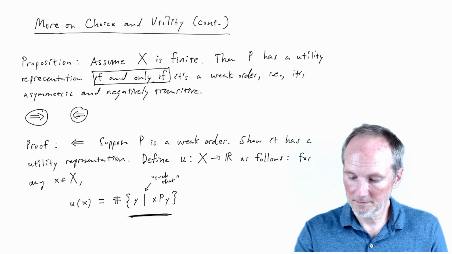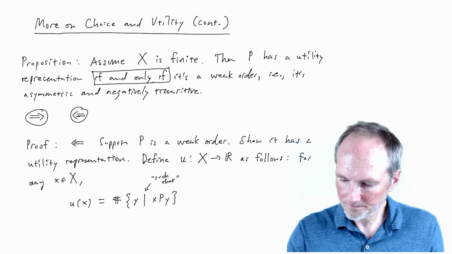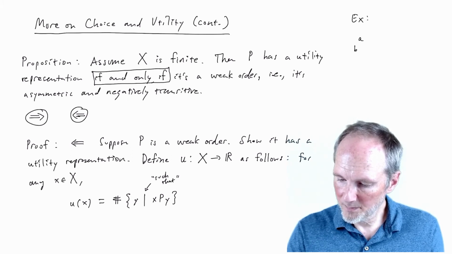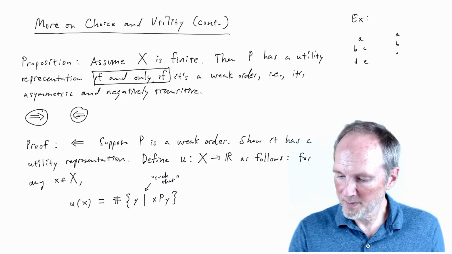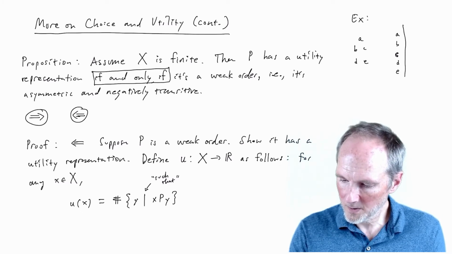So in fact, let's go back to our example just to see what this utility function would be like. If A is above B and C, and those are above D and E, then this utility function would be defined like so.